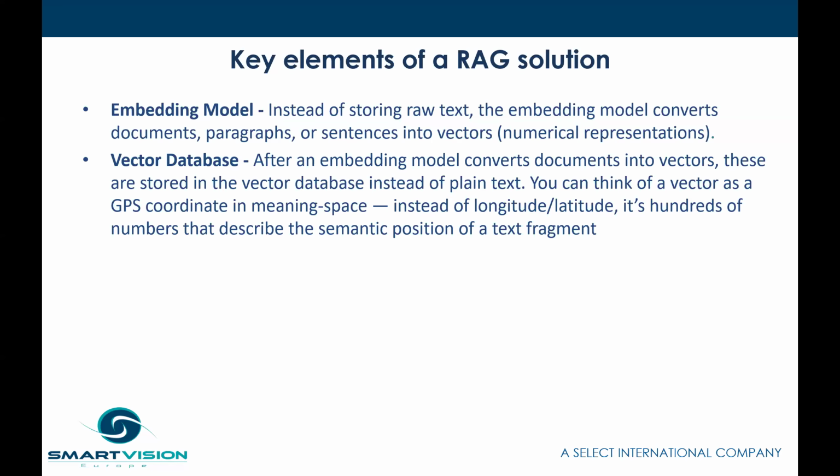After the embedding model has converted everything into this sort of numerical language, if you like, these series of vectors are stored in a database instead of the plain text. And you can think of a vector as kind of like a GPS coordinate in meaning space. Instead of longitude and latitude, it's hundreds of numbers that describe the semantic position of a text fragment.